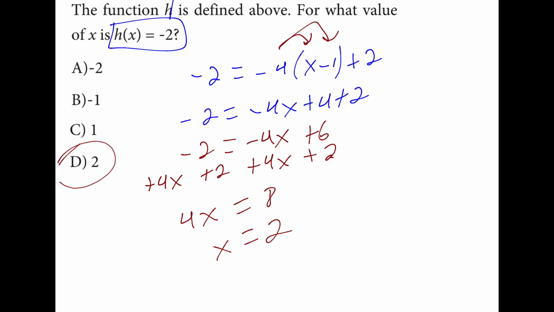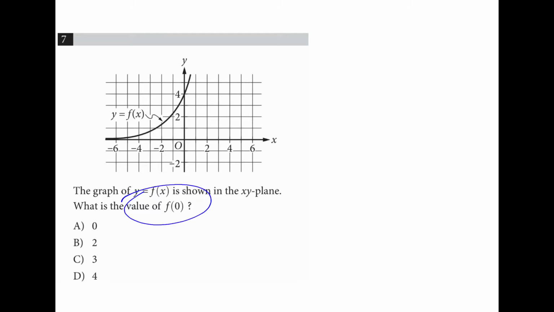D. When they say what is the value of f of 0, they're saying when x is equal to 0, y is equal to what? So here's x equal to 0. I follow it up. The answer is 4.